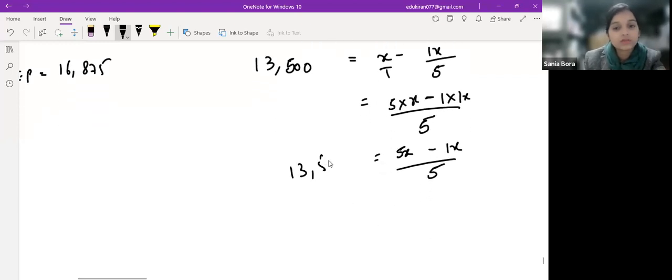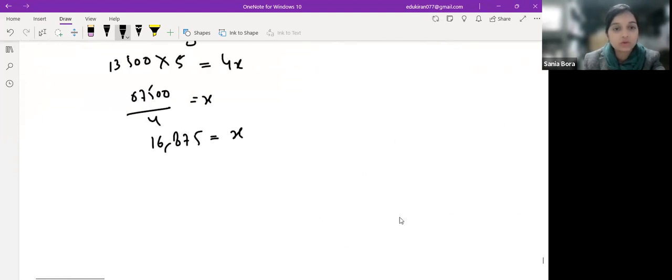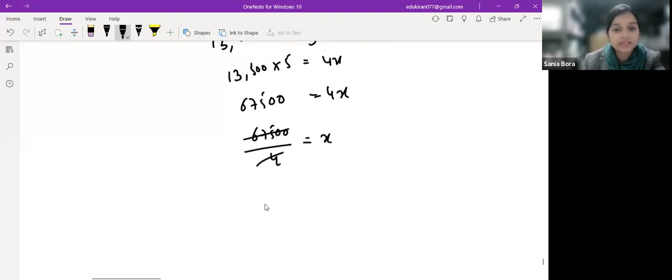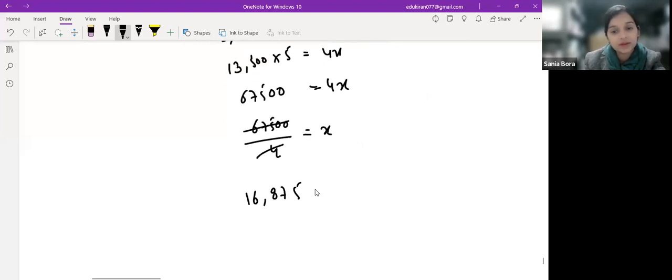Here, you are writing 13,500. So, from 5x, if 1x is removed, 4x by 5 equals 13,500. Now this 5 is in division here, so 13,500 multiplied by 5 equals 4x. Once you solve it, you get 67,500 equals 4x. Now, you have to find this x. So, this 4 will go down. 67,500 divided by 4 equals x. You will divide it. You are getting 16,875, which was your X, and your X is your CP.